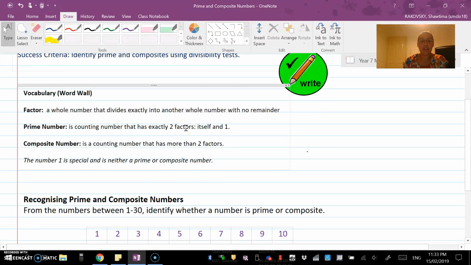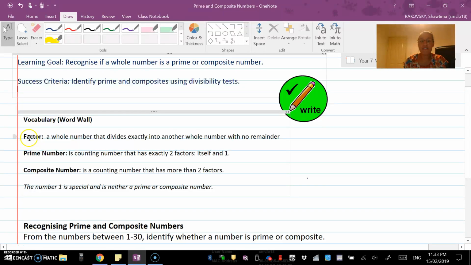It's just some vocabulary that we have here. Remember, a factor is a whole number that divides exactly into another whole number without any remainders. So factor sounds like fracture. Okay, and prime number. So these are your definitions that you should be getting down. A prime number is a counting number. It has exactly two factors, 1 and itself, or itself and 1.